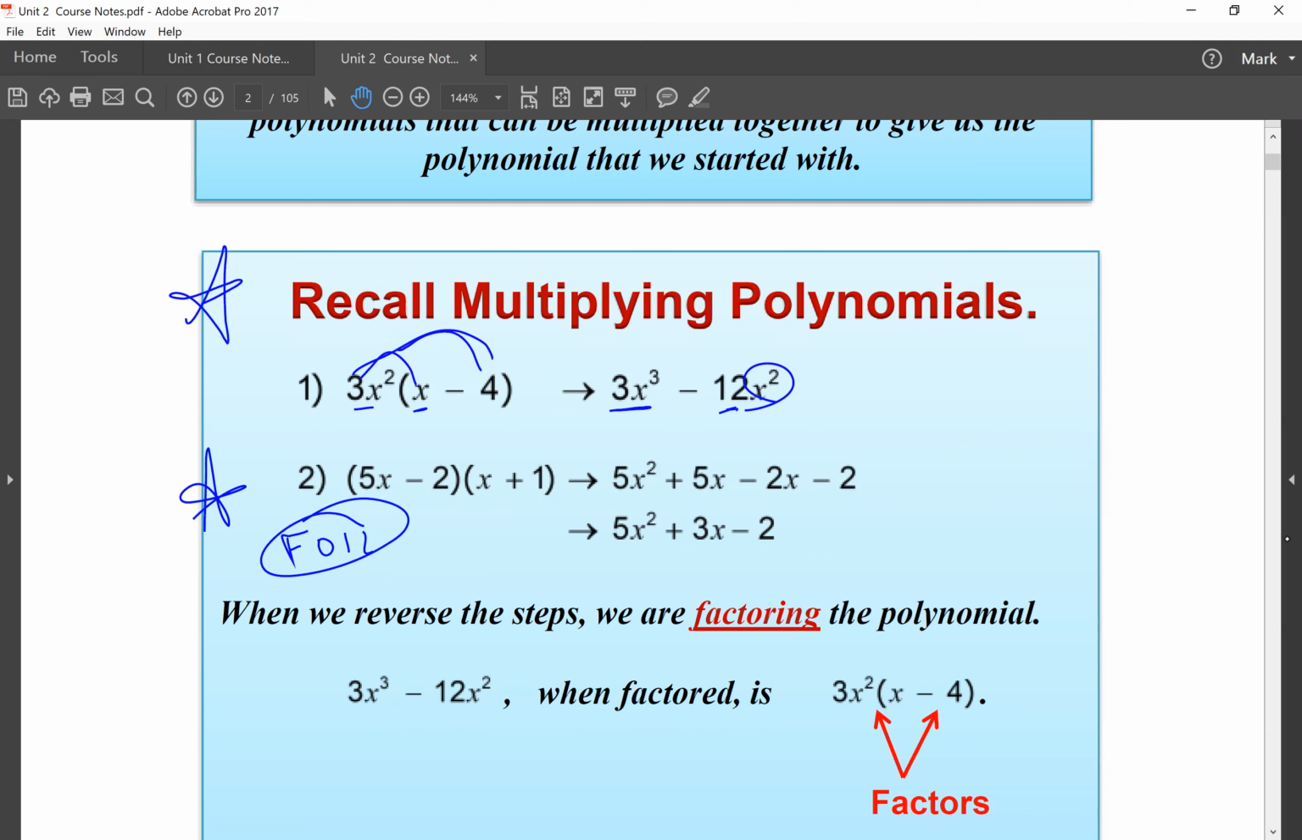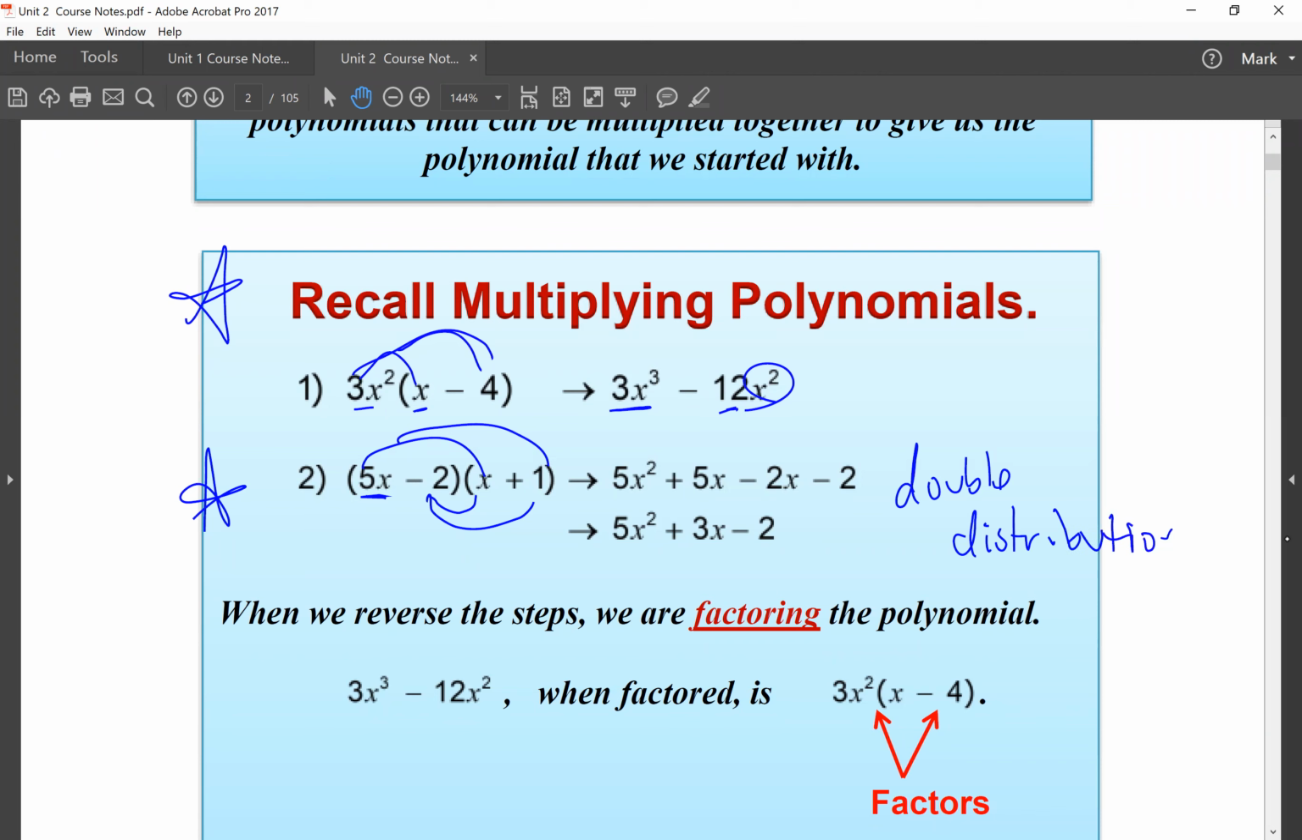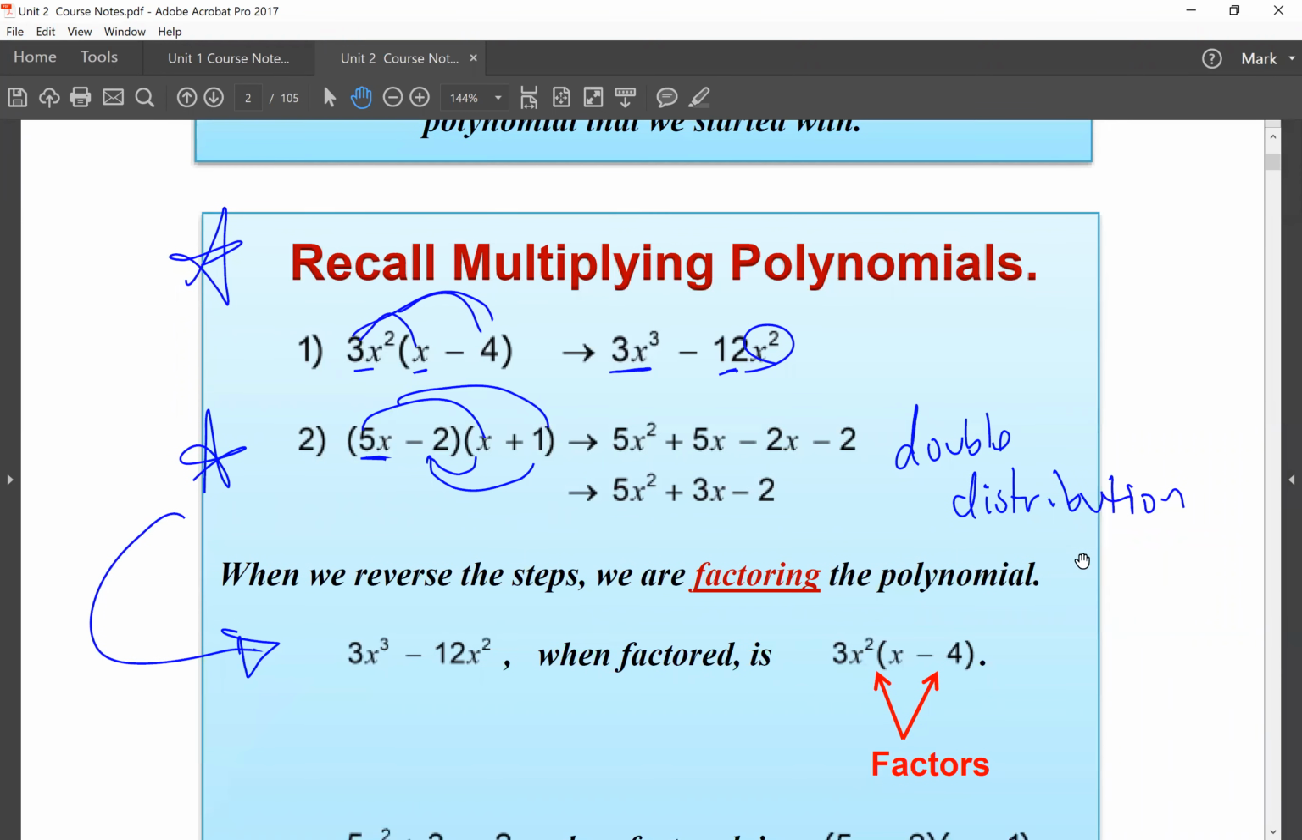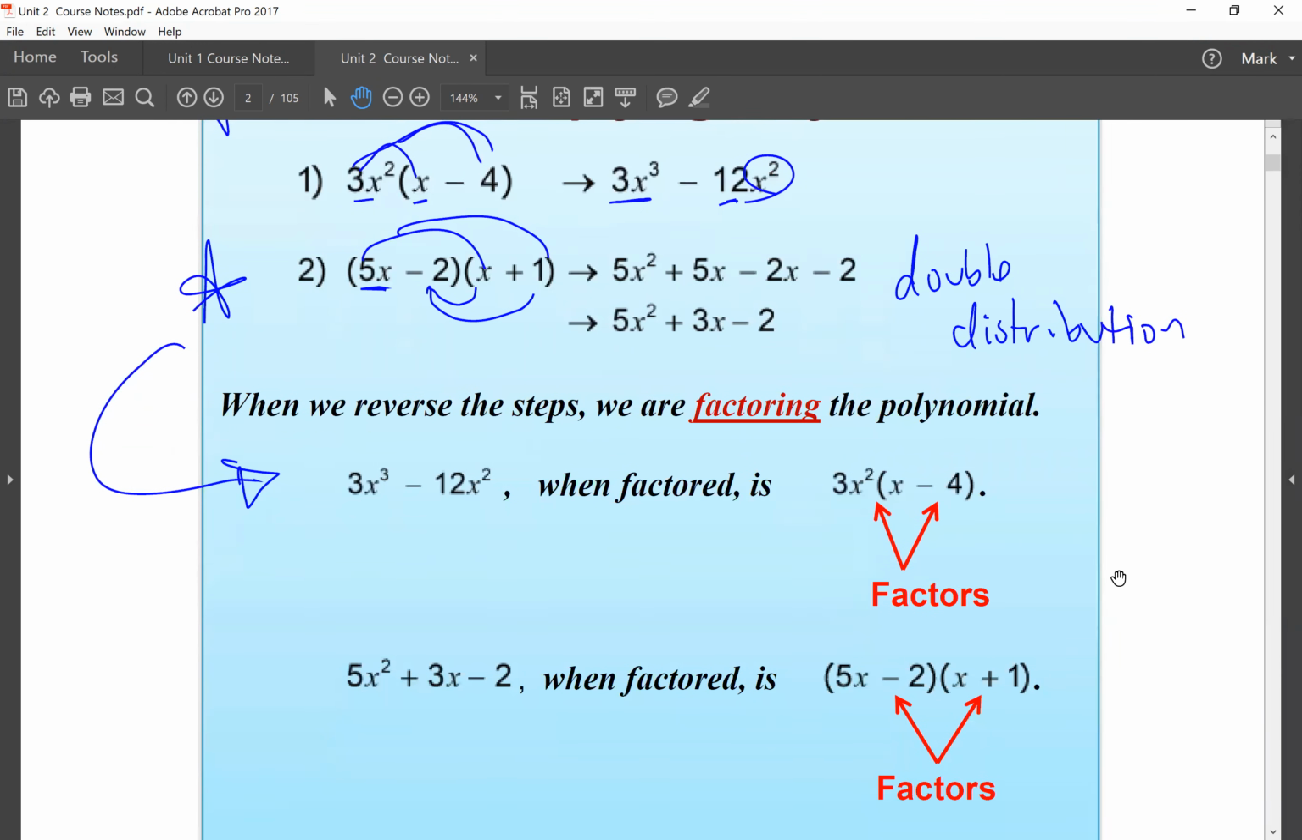the FOIL method. The idea is we're going to multiply each term by the 5x. So this would be the first, outside, inside, and last terms. It's a double distribution. This obviously is not what we're talking about here, though, because when you reverse these steps, we are doing what's called factoring the polynomial.